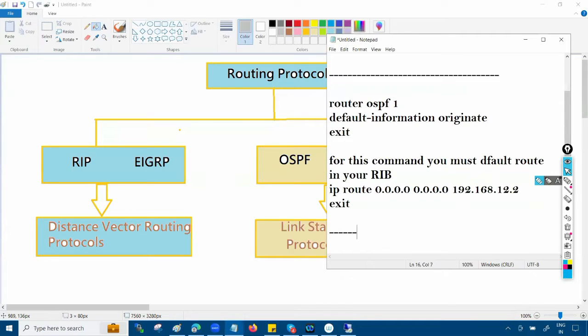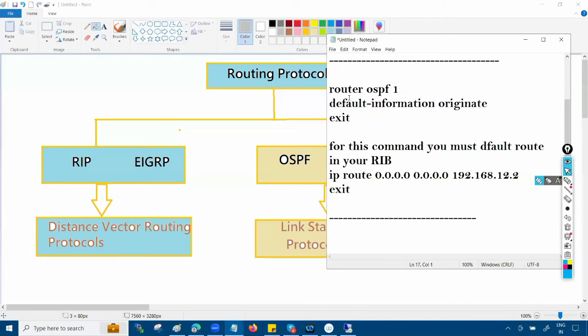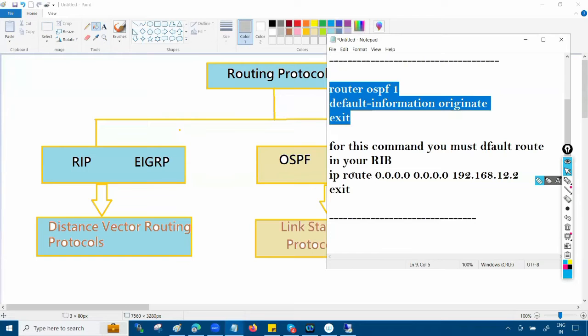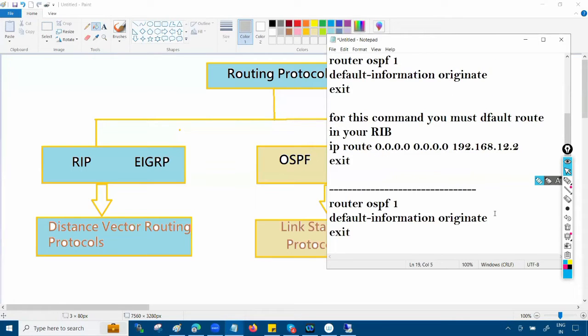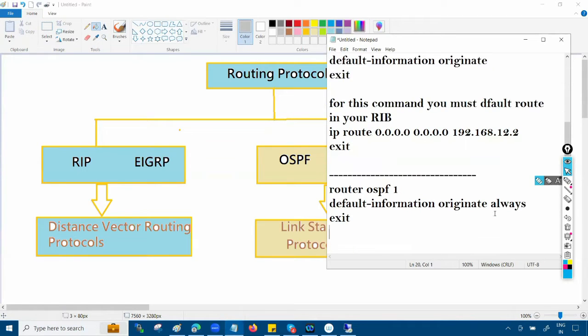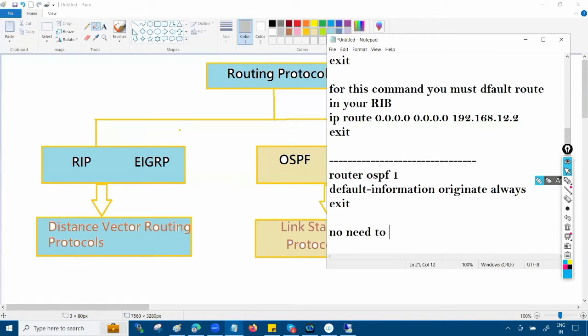But there is another way, the same command. Instead of this, you can use the always keyword. So in this case, there is no need to have a default route in your RIB. Do this lab from your end. Let me know if you have any questions.